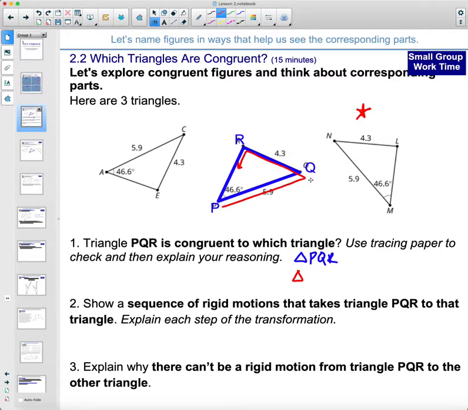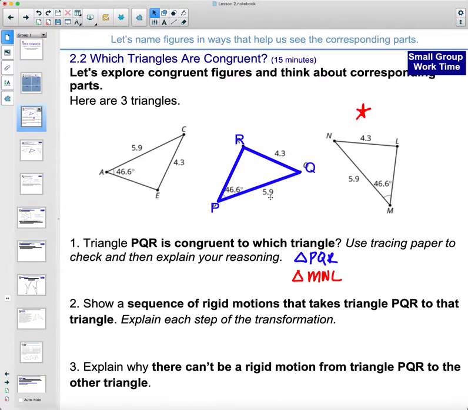We did the 5.9 side to 4.3. So in order here, 5.9 to 4.3, we start at M, go to N, and then L to make sure that we get that in the correct order. So then let's take a look and see what the sequence of rigid motions is that helped you prove that.